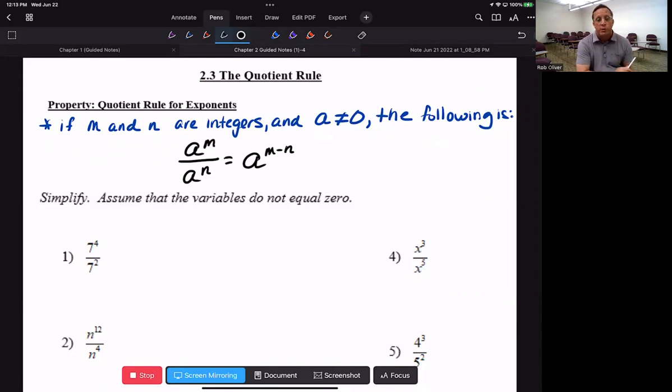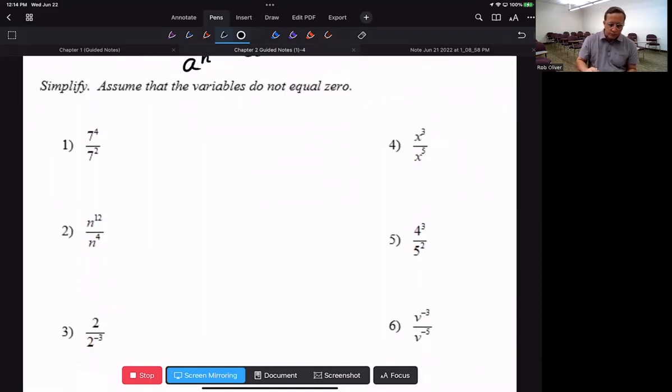With the product rule, we added everything, right? We added the exponents of like bases. But when it comes to the quotient rule, quotient represents division. We're dealing with fractions or ratios. And when it comes to these problems, the quotient rule tells us to subtract, or in other words, find the difference of the exponents with like bases, of course. So that is what we're going to do.